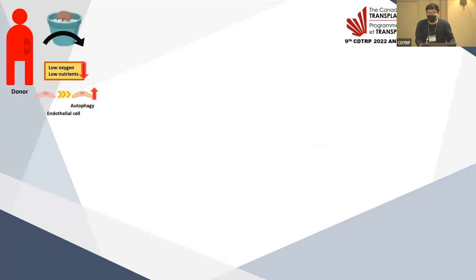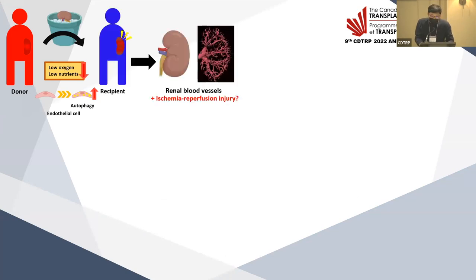Ischemia-reperfusion injury is an unavoidable event during the kidney transplant, and blood supply toward the kidney is temporarily blocked until the kidney transplant. The donor kidney is exposed to the stress condition, such as low oxygen and low nutrient. The survivor signaling pathway, autophagy, is activated in the stressed cell. When the donor kidney is transplanted, the kidney receives fresh blood from the recipient. However, the donor kidney blood vessels are damaged. Particularly, renal microvessels are prone to damage after transplant.